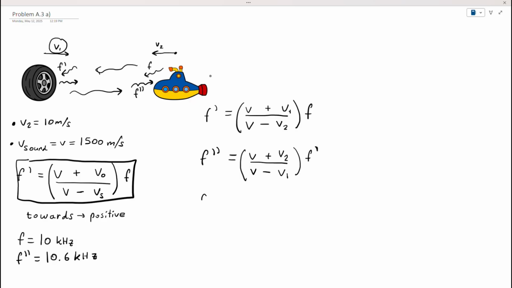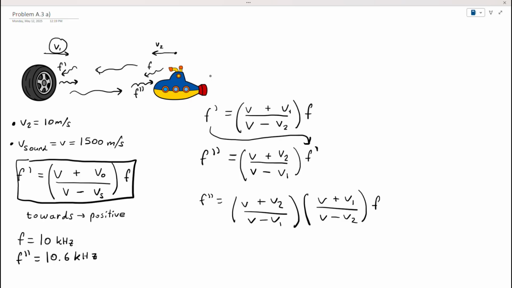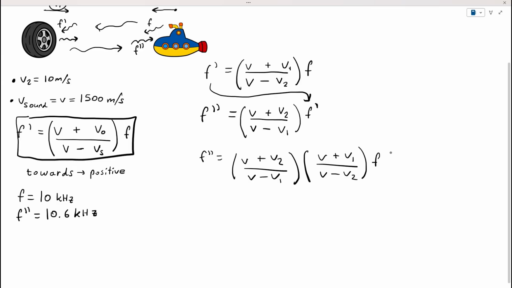Then we're going to put this equation into here, so we're going to substitute for f prime. So f prime is v plus v1 over v minus v2 times f. Now we can plug in some numbers. So f prime prime is 10.6 kilohertz, and f is 10 kilohertz. Here the units don't matter because they cancel out each other. So the speed of sound v is 1500. The speed v2 is the speed of the submarine, so it's 10 meters per second. And we are looking for v1.